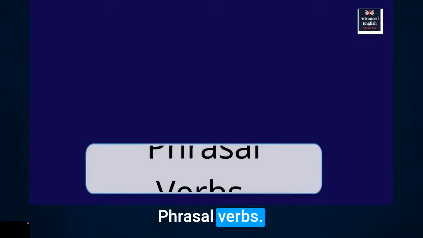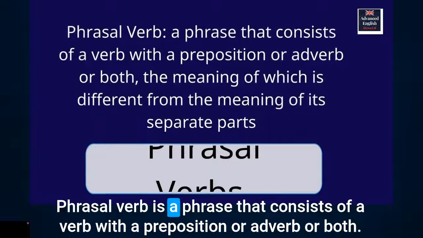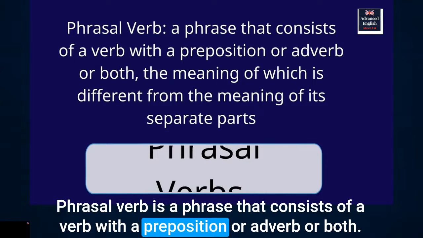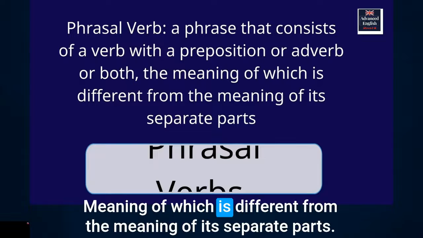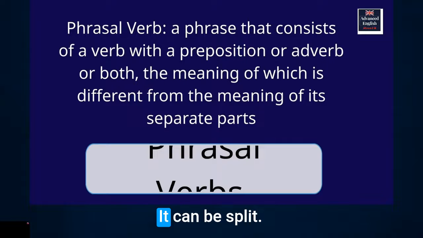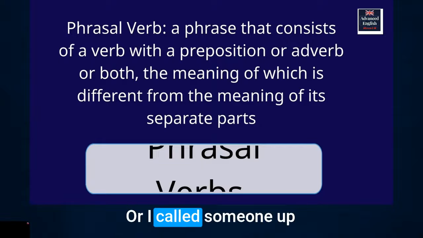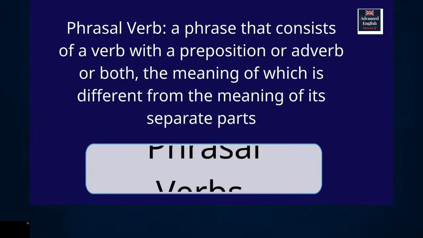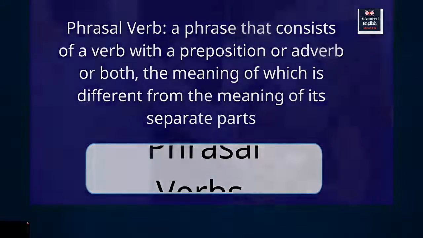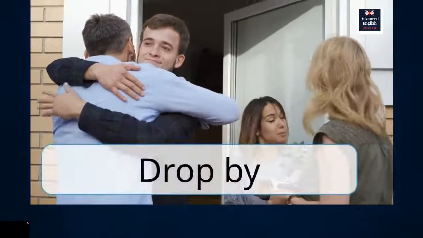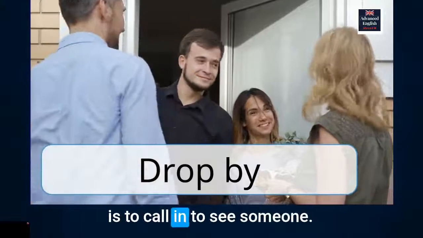Phrasal verbs. A phrasal verb is a phrase that consists of a verb with a preposition or adverb or both, the meaning of which is different from the meaning of its separate parts. It can be split, so I can say, I call up someone, meaning to phone, or I call someone up. To drop by is to call in to see someone.